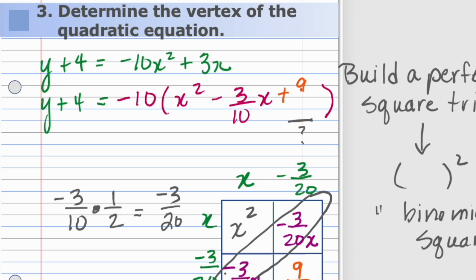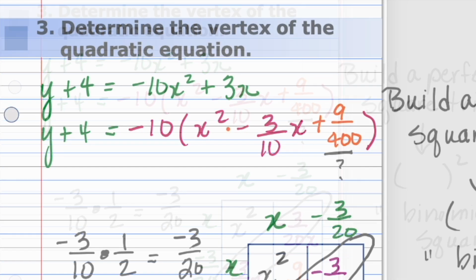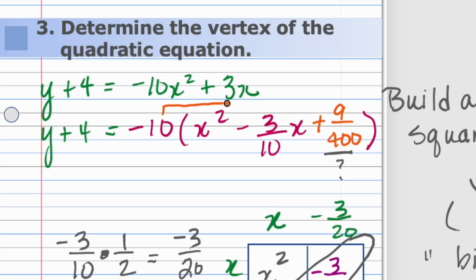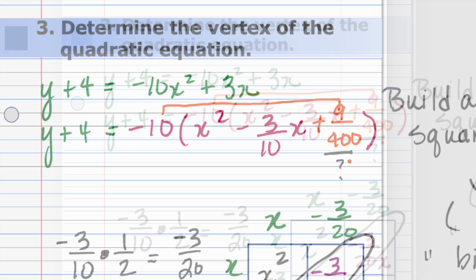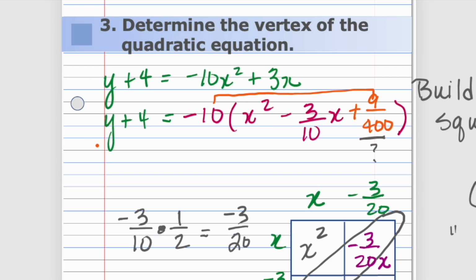So if we add 9 over 400 in the brackets, we're actually adding a negative 90 over 400 to the right side. So what we do to the right side, we need to do to the left. Add negative 90 over 400 to the left side.